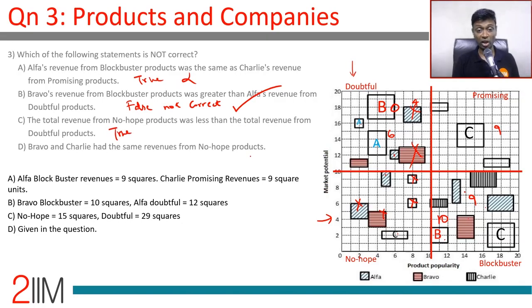Bravo and Charlie had the same revenues from no hope products. No hope products. Bravo and Charlie, this is given in the question. Bravo accounts for 4 units. Charlie is this plus one of these. Again 4 units. This is also true. Or the choice we are looking for is choice B.